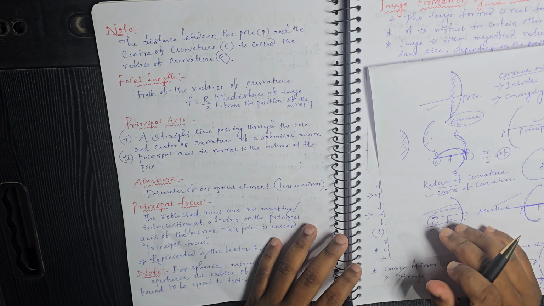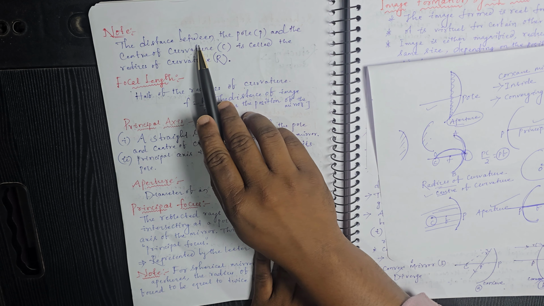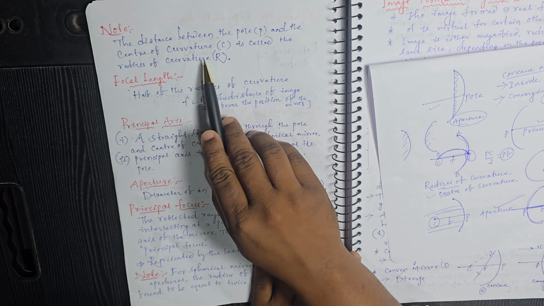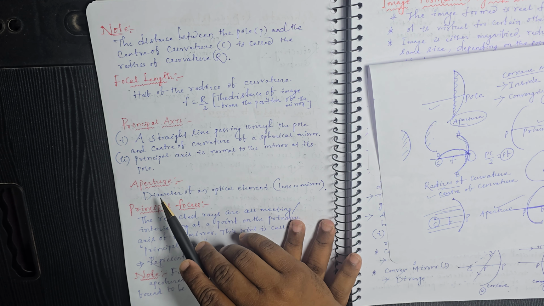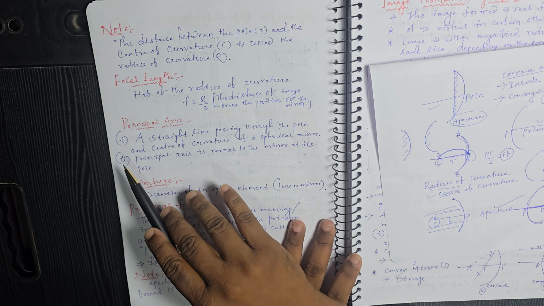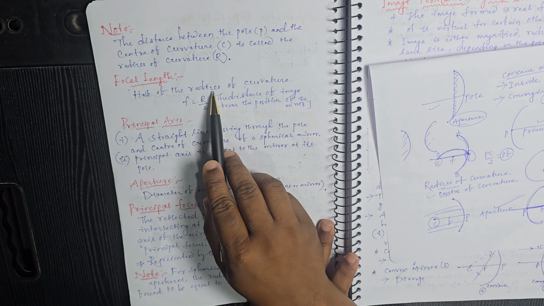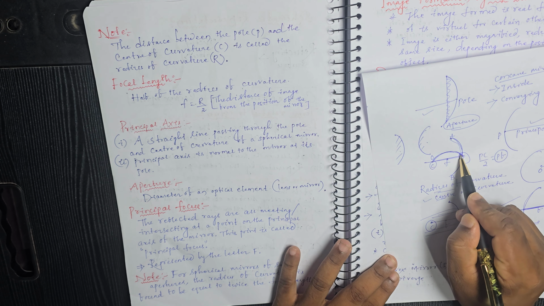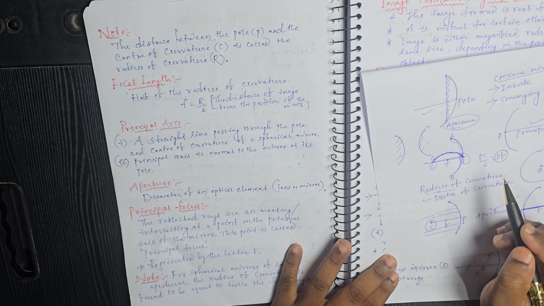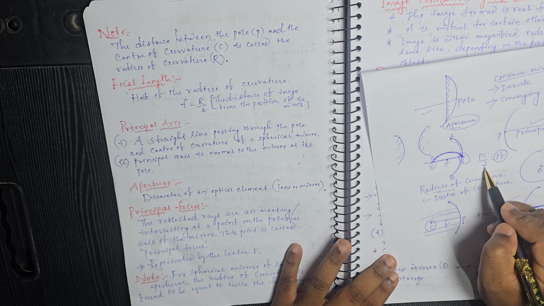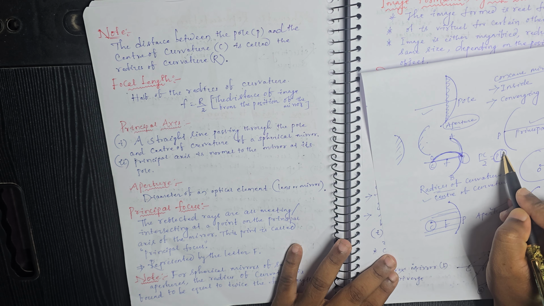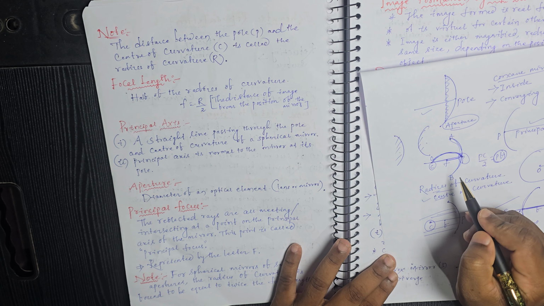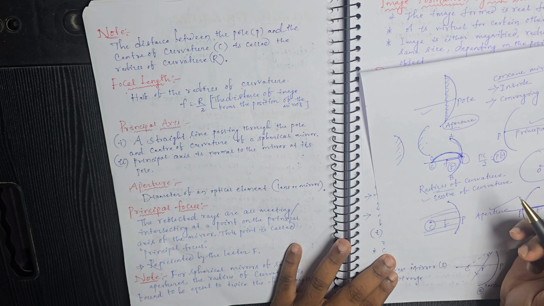Now coming to some more points. The distance between the pole and the center of curvature is called the radius of curvature. Clear? Already I have explained. And focal length, how to calculate focal length? It is half of the radius of curvature. That means if I am taking PC as my radius of curvature, then I have to divide by 2, I will get my focal length. So this is my PF. PF means the focal length, and it is represented by small f.